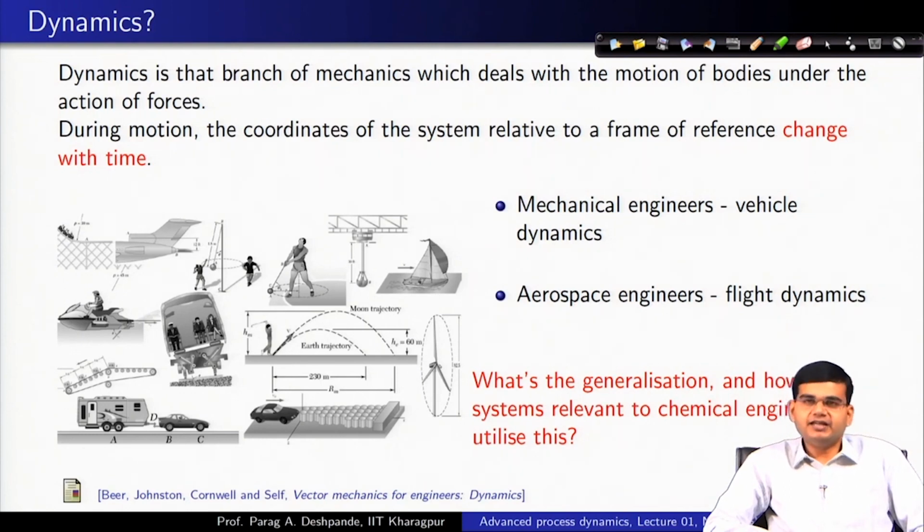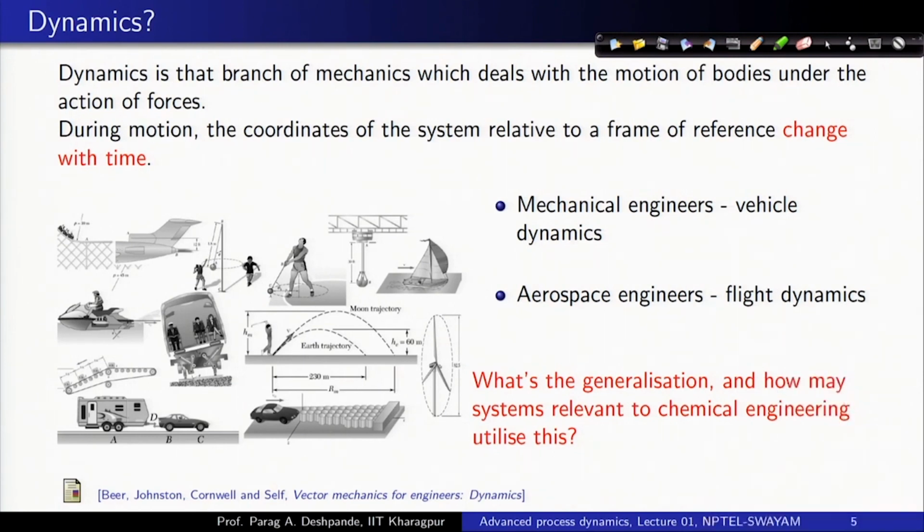Now, if you were a mechanical engineer, you would have used this concept by applying the concepts of dynamics to the motion of say vehicles, and that is what gives rise to the branch of what is called vehicle dynamics. Similarly, flight dynamics is studied by aerospace engineers, where they learn about how to make an aircraft airborne safely and also land it safely. And in both the cases, what happens is that the coordinates of the vehicle or the aircraft change with time.